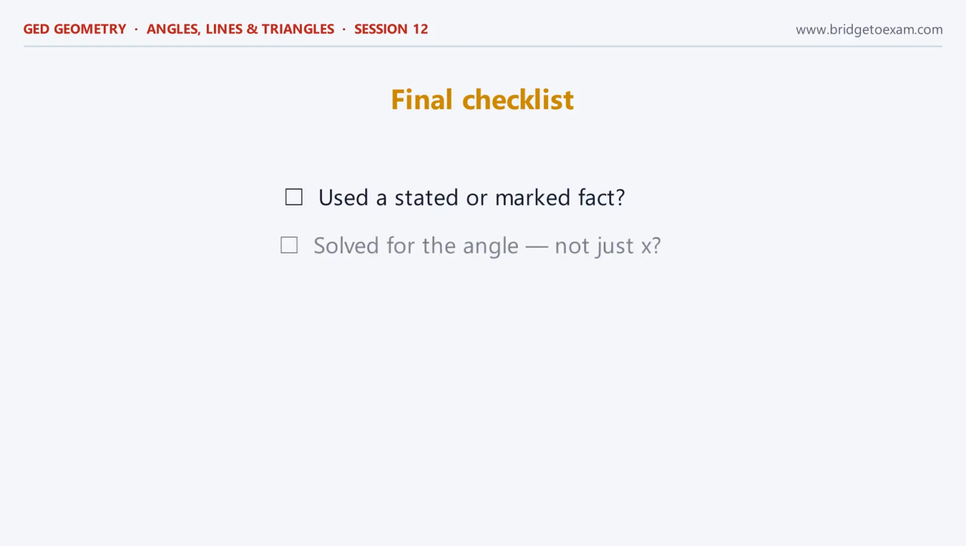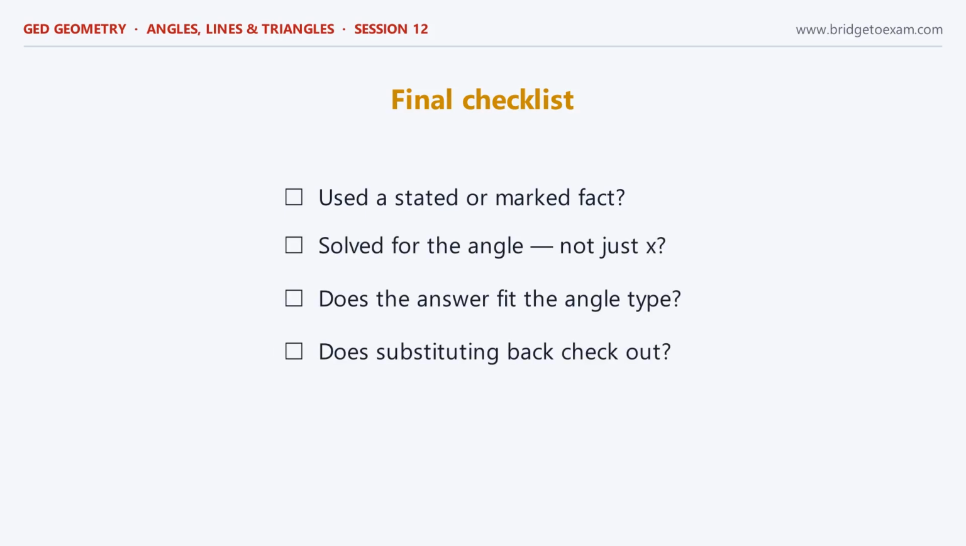Before you move on from any angle question, run this final checklist. Did you use a fact that was actually stated or marked, rather than something that just looked true? Did you solve for the angle they asked for, and not just stop at x? Does your answer fit the angle type? An acute angle shouldn't come out at 140. And does substituting it back make the sum or equality true? 4 quick questions that catch almost every careless error.